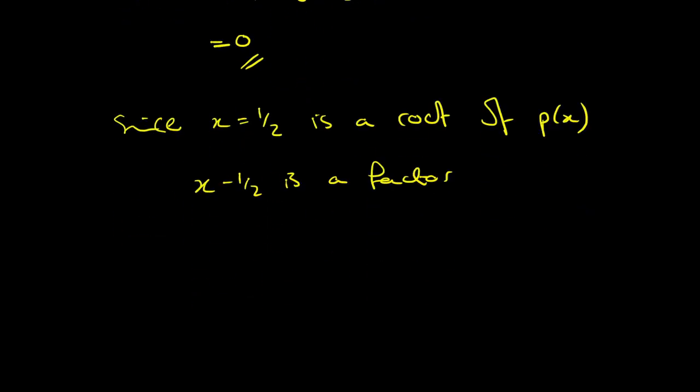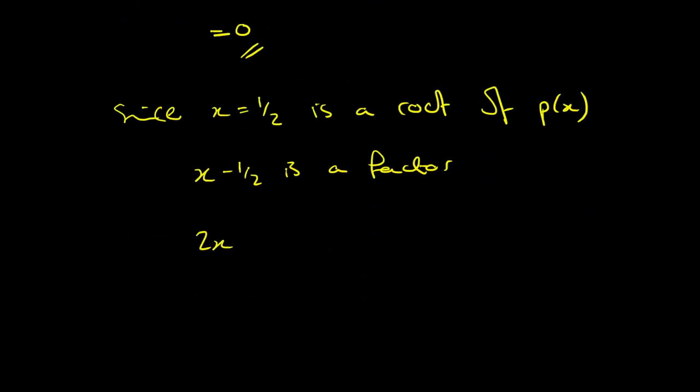And of course, if x minus a half is a factor, it's the same thing as saying that 2x minus 1 is also a factor. Those two statements are equivalent. Part 2, hence write P of x as a product of linear factors. What we've just shown is that if we divide P of x by 2x minus 1, 2x minus 1 is a factor. That means that if we do the division, we will get some other factor, a quadratic factor, as a result, with 0 remainder.